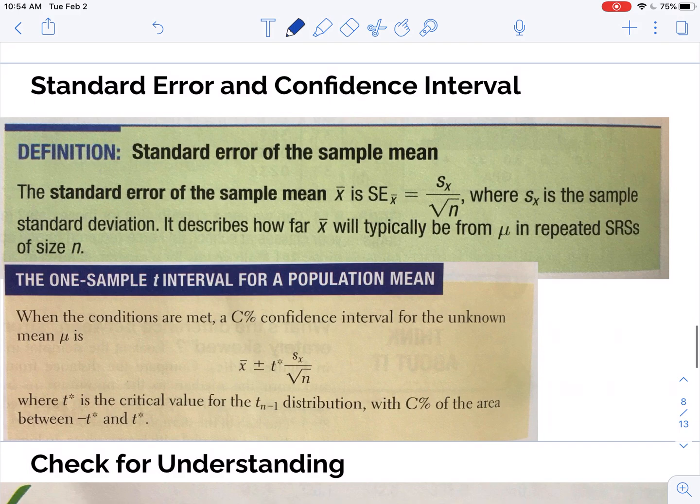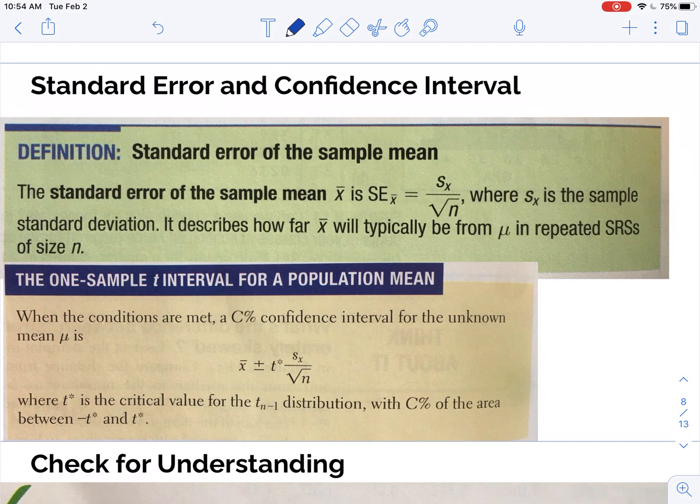Now from there, once we have all that, once we've determined that we've got a simple random sample that's 10% of the population with a sample size of at least 30, or our sample looks like it's fairly normal, then we can go ahead and try to get a confidence interval. We can go ahead and try to estimate what the population mean is to a certain confidence.